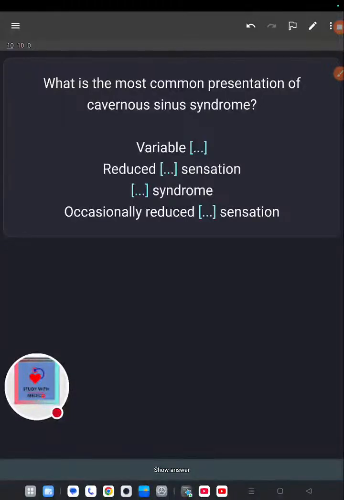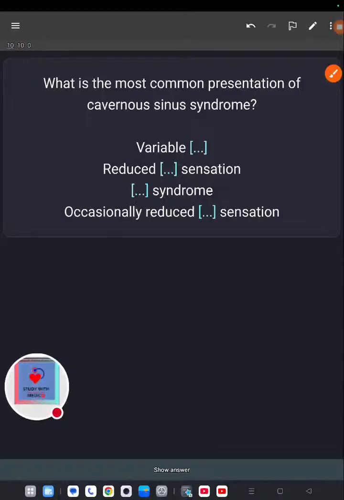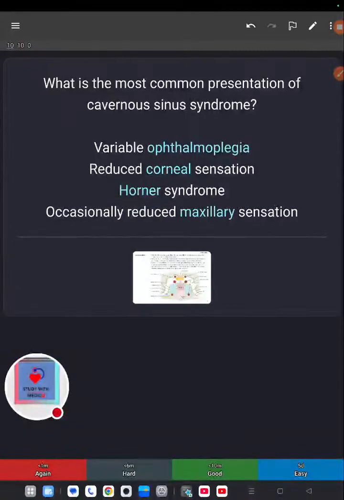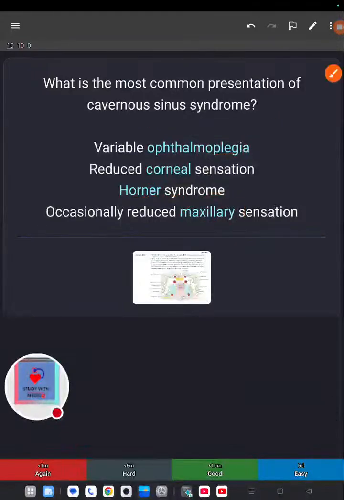Most common presentation of cavernous sinus syndrome: variable reduced sensation, ophthalmoplegia, reduced corneal sensation, Horner syndrome, reduced maxillary sensation.